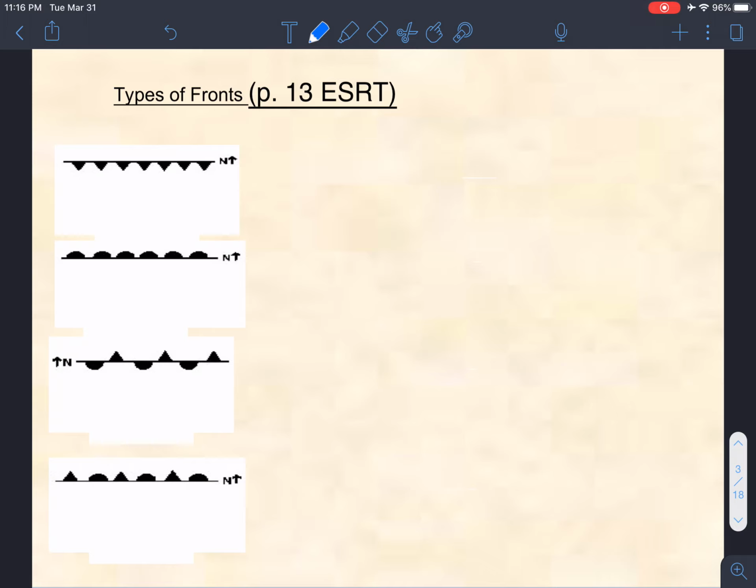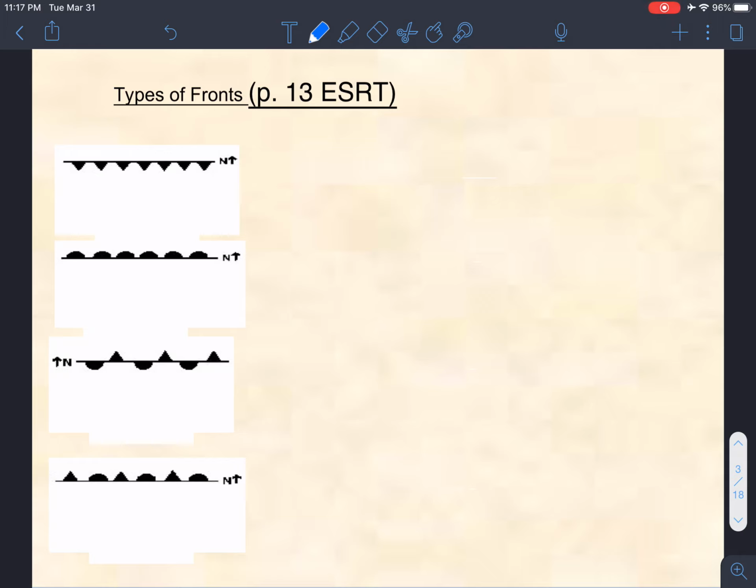All right, the different types of fronts have specific symbols that are associated with them. If you turn to page 13 in your ESRT, I want you to find out what each of these symbols is associated with and write them down on the side.